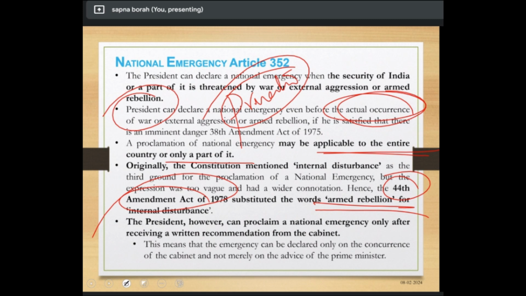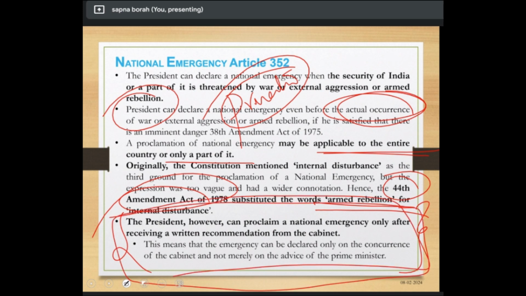This is one of the most important points which shows that India's democracy is strong. The president cannot declare an emergency on his own. Please remember, the president cannot do it on his own, or her own, discretion.